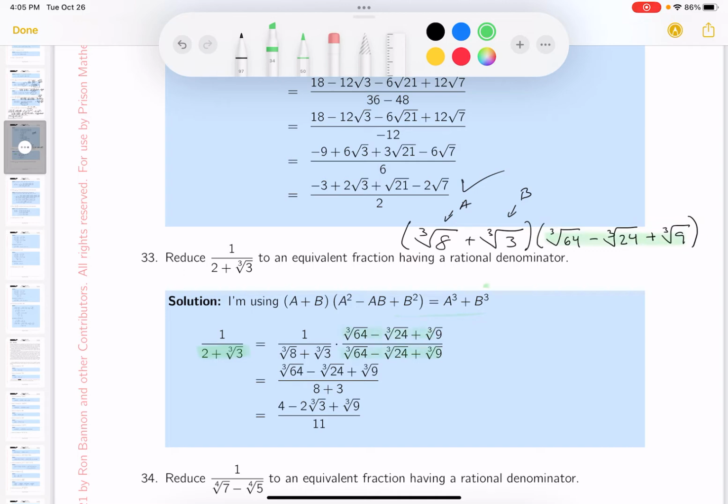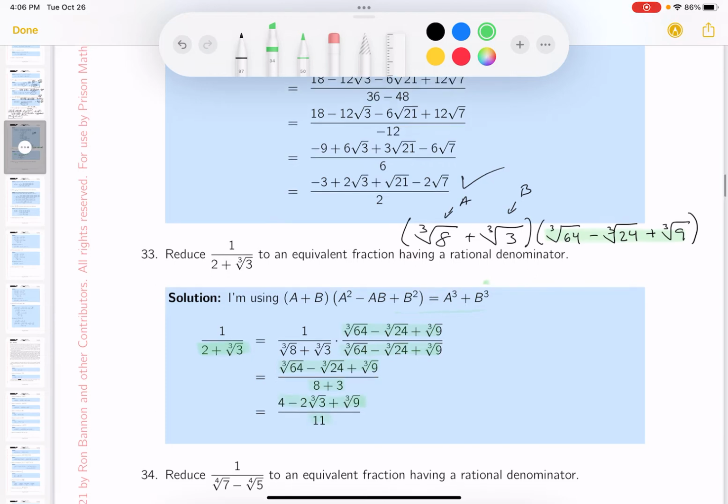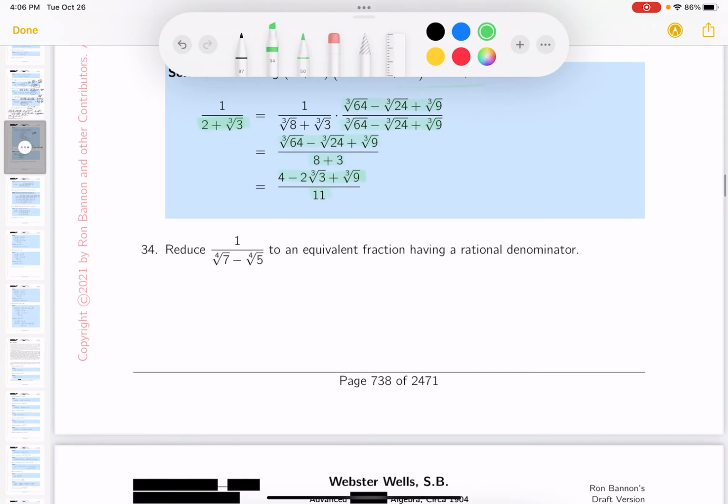Remember, if you multiply the bottom, you multiply the top by the same thing. So that's all I did. The bottom turns out to be pretty nice, but if you want to do the law of multiplication, you can. It really just turns out you're cubing those things, which would give you 8 plus 3, which is 11, and you get something pretty nice. All right, a little more difficult.